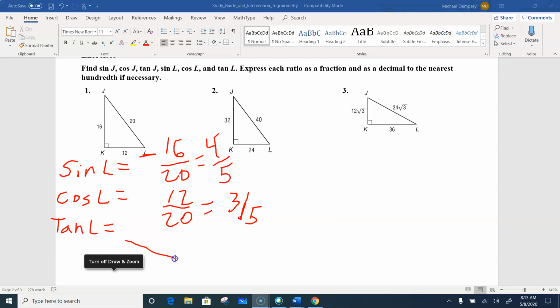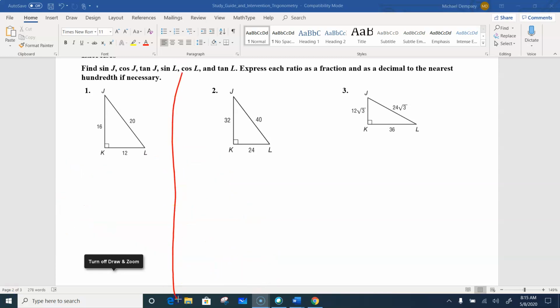And the same thing's going to happen to tangent, right? Our tangent of J was 12 over 16. Now it's going to be 16 over 12 for L. We want the opposite over the adjacent, so we just switch those. Divide both of those by 4, and we have 4/3. Okay, so we'll add one more here. I'm going to go ahead and skip number 3 today.